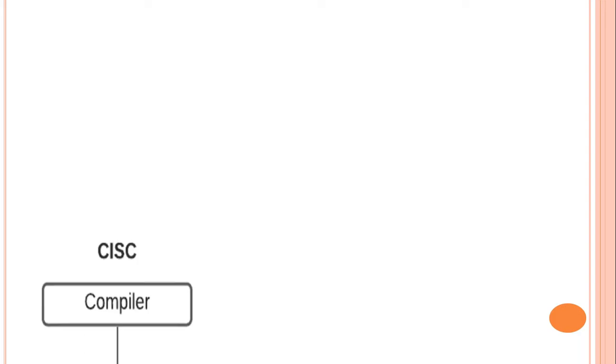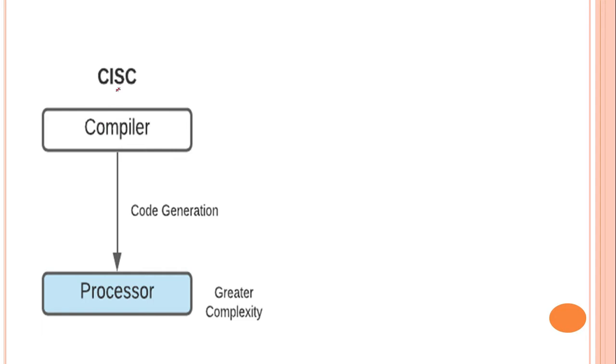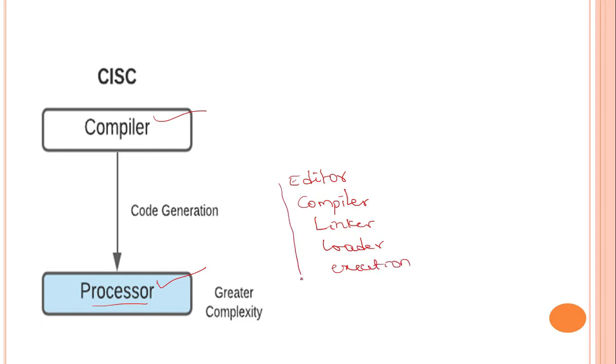Now we'll see the general diagram for the CISC processor. The CISC processor mainly consists of two parts. The first is the compiler and the second is the processor. Here the processor part is highlighted because the complexity is present in the processing. Normally, execution of the program takes place in different steps. The first is the editor, then the compiler, then the linker, then the loader, and finally the execution. These are the steps that take place while executing the program.